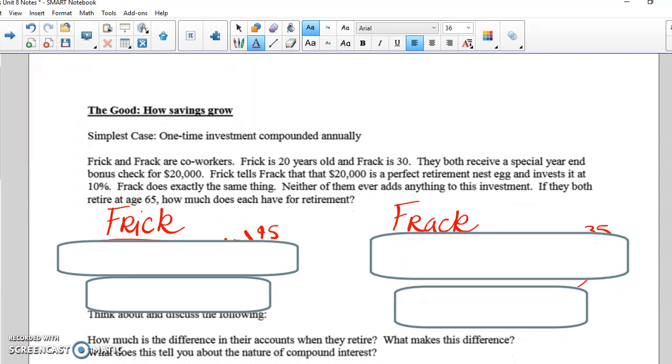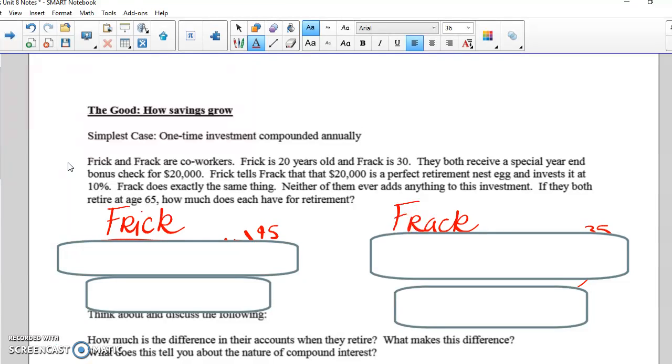Alright, so how your savings can grow. Here's your simplest case. You have a one-time investment that is compounded annually. Frick and Frack are co-workers. Frick is 20 years old and Frack is 30.